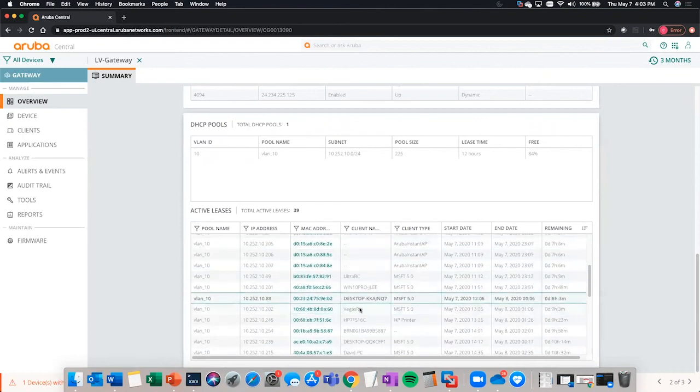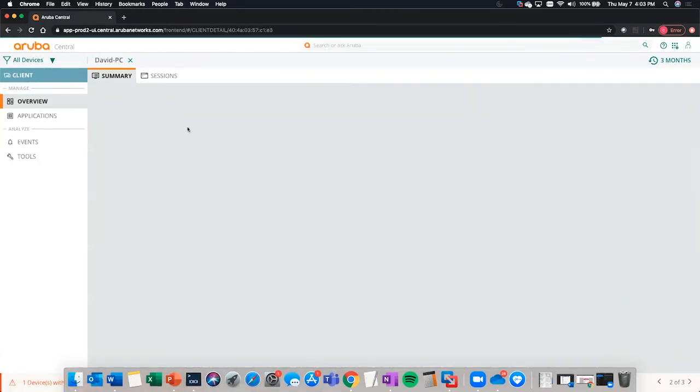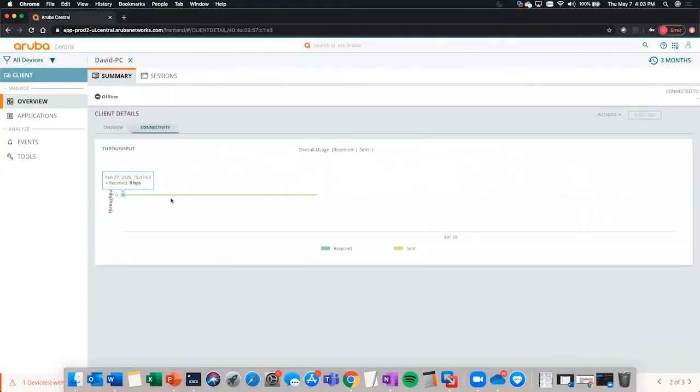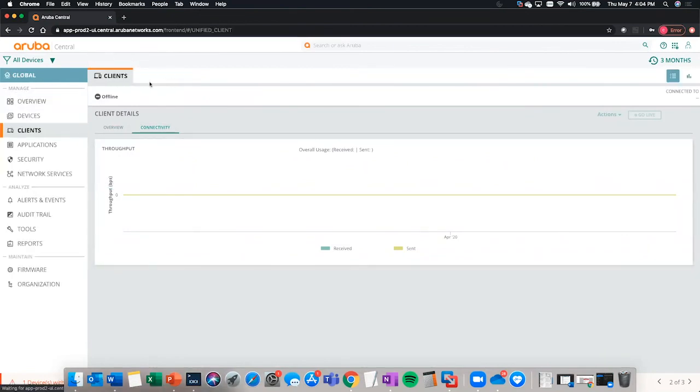So it's very nice to be able to say, okay, we got David's PC. We know that that's computer, its IP address is 215. We have its MAC address. I can actually click on that MAC address and actually gain more information about what they are doing. Look at their connectivity, how much traffic they've been doing, all of that kind of stuff. You can see this person's currently offline, so we're not seeing any traffic right now.